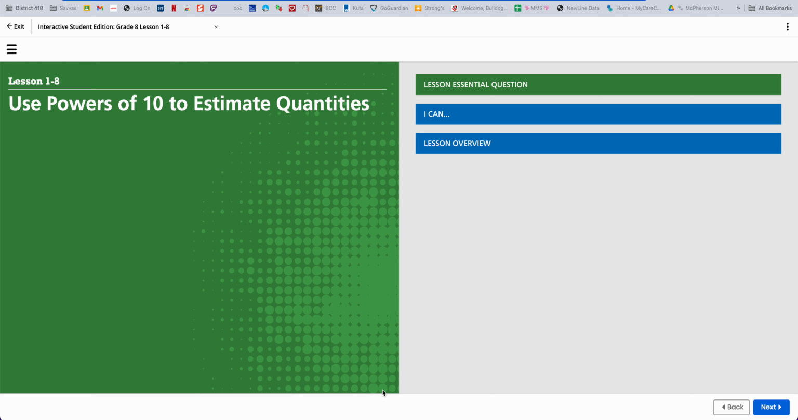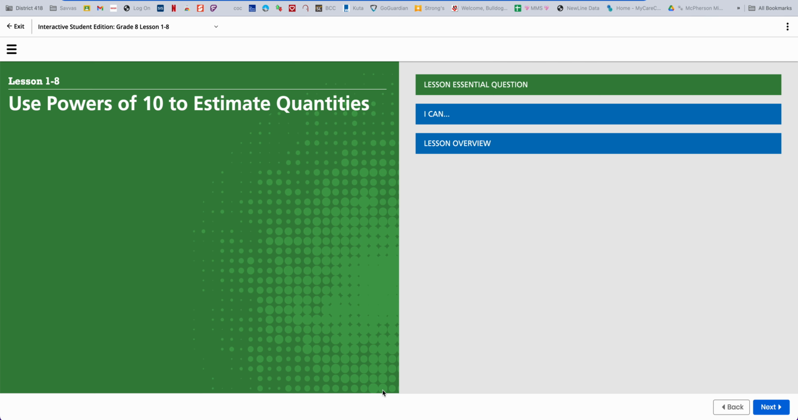Powers of 10 are really easy because 10 to the 9th power is just a 1 with 9 zeros after it. 10 to the 23rd power would be a 1 with 23 zeros after it. All right, 10 to the 11th power, that would be a 1 with 11 zeros after it. It's super simple to use powers of 10 to estimate really big numbers. And we can do the same with really little numbers.